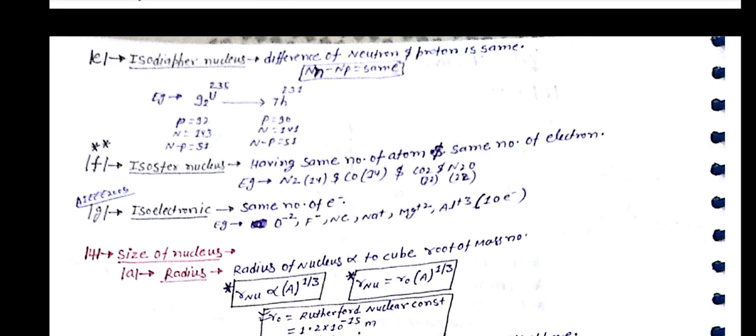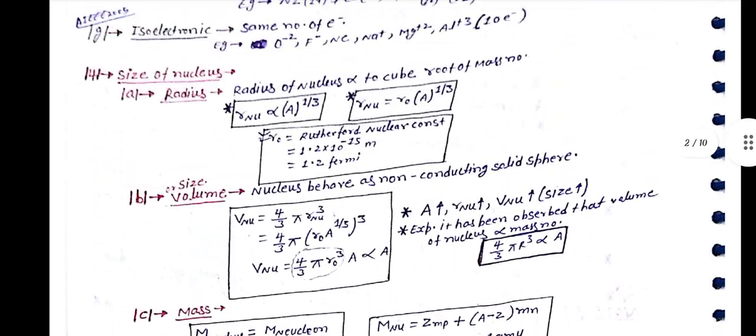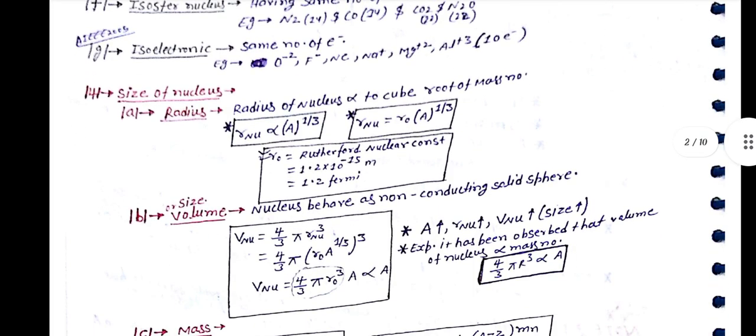And isodiapheric nucleus, that is the difference of neutrons and protons is the same. Means the difference that neutron and proton have will be the same. Example, so you can see. And next is isostructure nucleus, that is having the same number of atoms, same number of electrons. And isoelectronic has the same number of electrons.